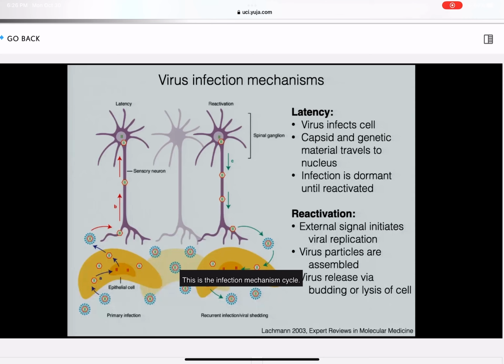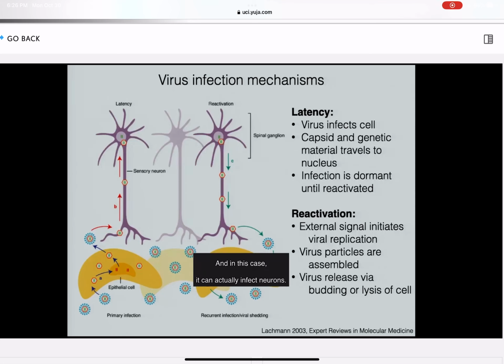This is the infection mechanism cycle. Here are the viruses floating around. You get exposed. Typically your skin cells, the epithelial cells, get exposed. And those viruses will then go ahead and infect the epithelial cells. And then the genetic material incorporates into the DNA. So now that host cell has viral DNA incorporated in the genome, such that when it replicates, it will still have that viral genome. It could produce more viral particles that are then released from the cell.